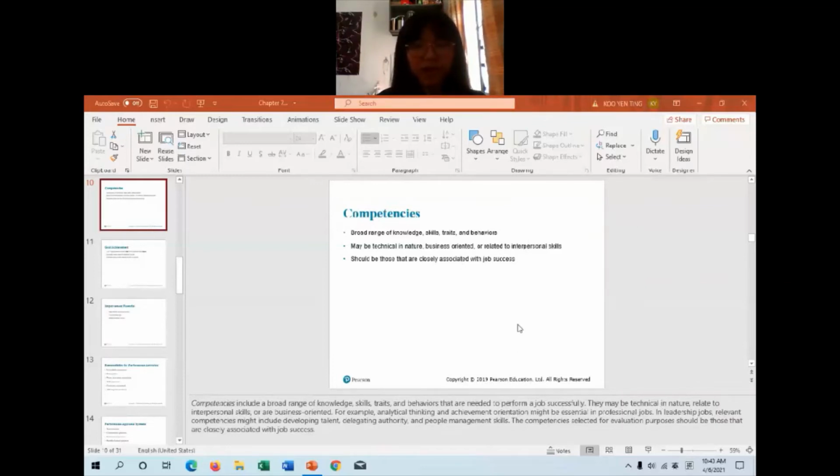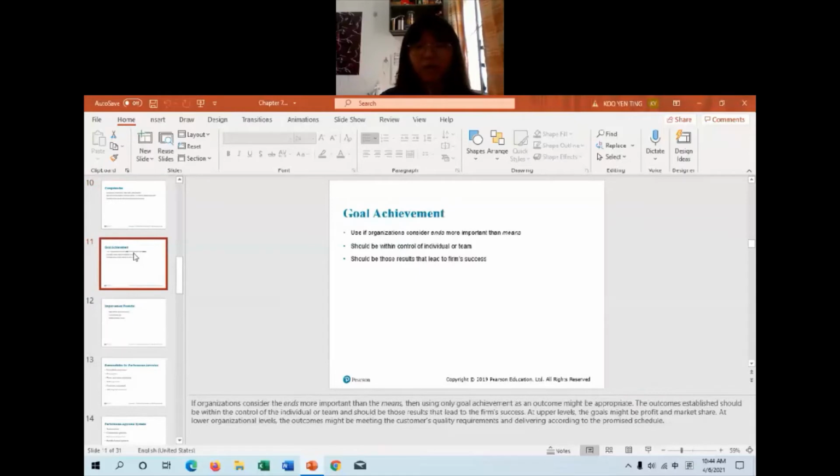Competency is defined as the ability to do something successfully and efficiently. The concept of competencies covers values and attitude, behavior, and skill. Competencies include a broad range of knowledge, skills, traits, and behaviors. They are needed to perform a job successfully. They may be technical in nature, business-oriented, or related to internal personal skills. For example, analytic thinking might be essential in professional jobs. In leadership jobs, they should be tools that are closely associated with job success.